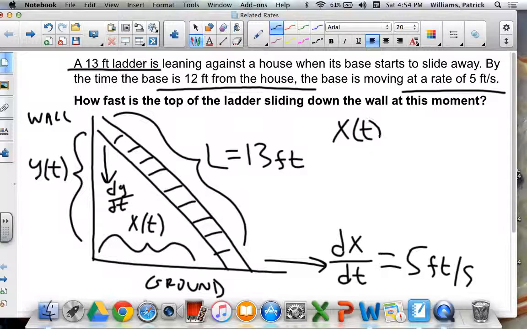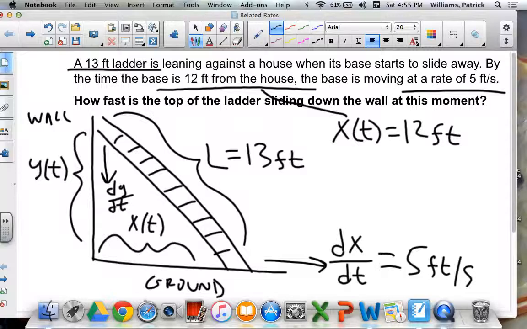This is all the information we've been given, except for the fact that x of t is equal to 12 feet. That's basically this information right here. The rate is 5 feet per second. We got that down. So let's look at what it's asking. How fast is the top of the ladder sliding down the wall at this moment? What is it asking for? Think about that. Pause the video.